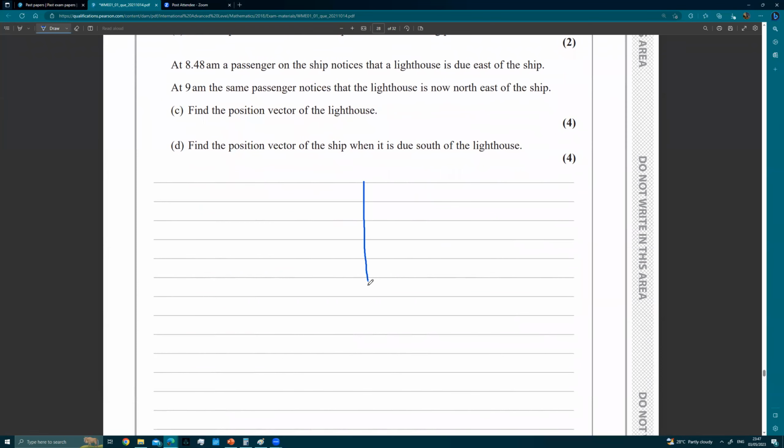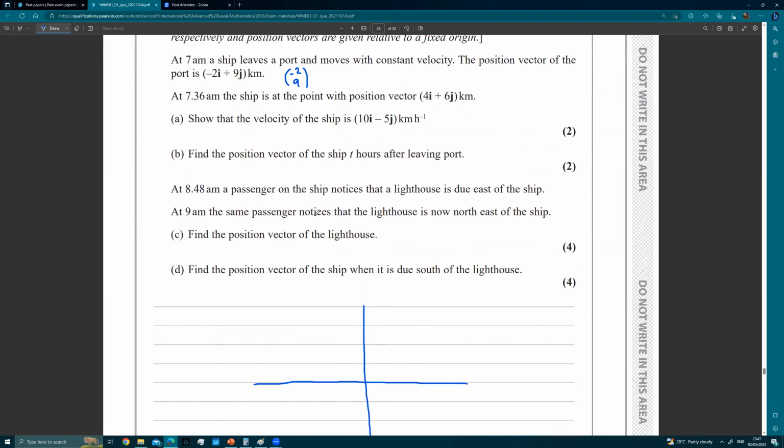So basically, if I had a 2D space, how would this look? The port would be -2i, so you'd go -2 along the i axis. Remember, this is ij, and then 9, you go 9 along the j direction. So this is where the port is, and this is where the ship was at the start.